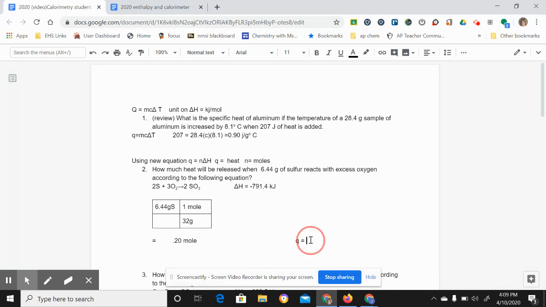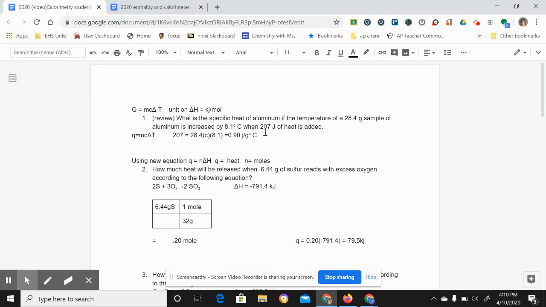So now to do our math problem for this, it's Q equals n times our delta H. So now all we have to do is put in our n value, which is 0.20, times our delta H, which is negative 791.4. Very easy math for that one, okay? And the answer that you should get when you do that out is negative 79.5, and our unit on that is kilojoules. Okay, because that's kilojoules per mole. So therefore the moles cancel out, and the only unit that's left is kilojoules.